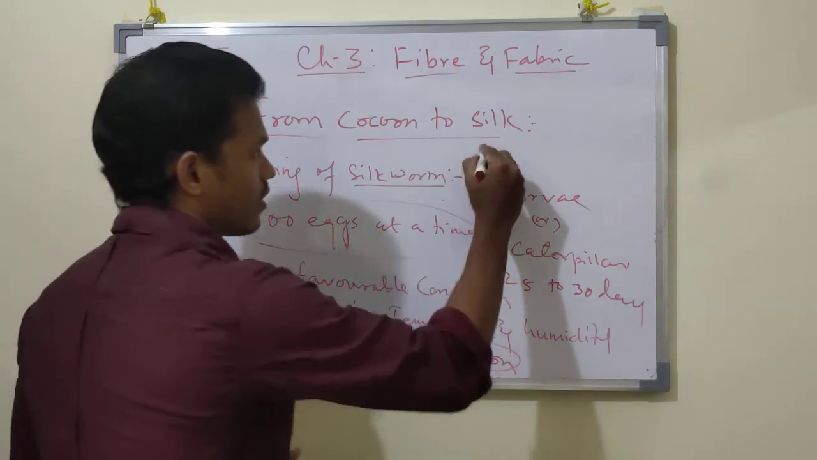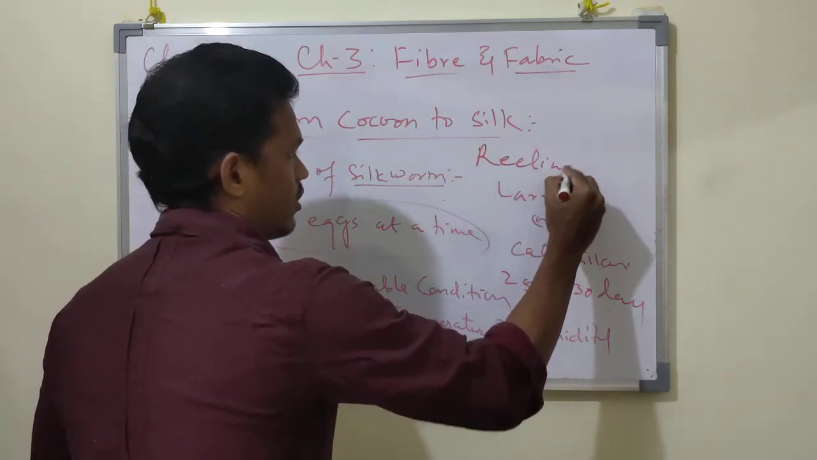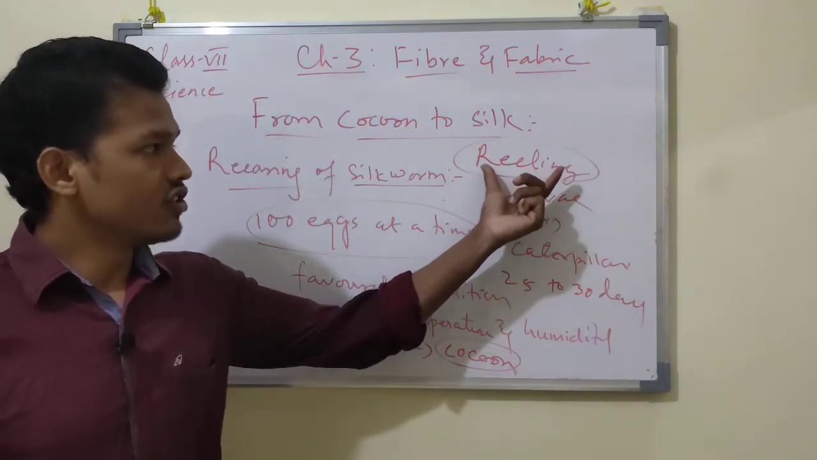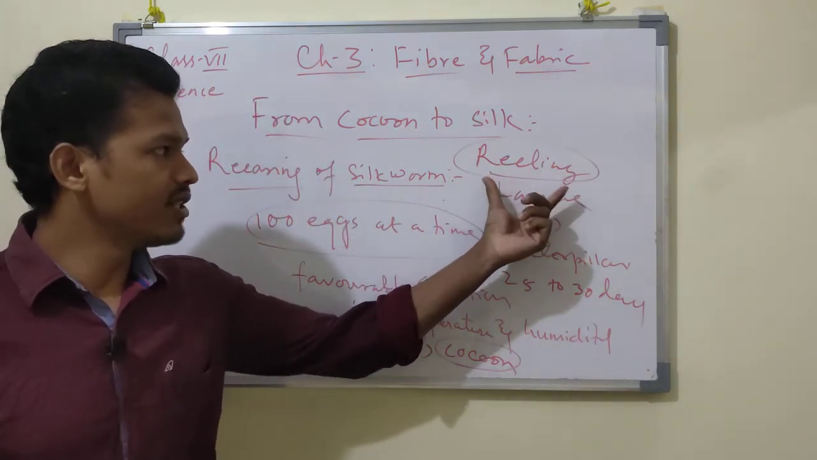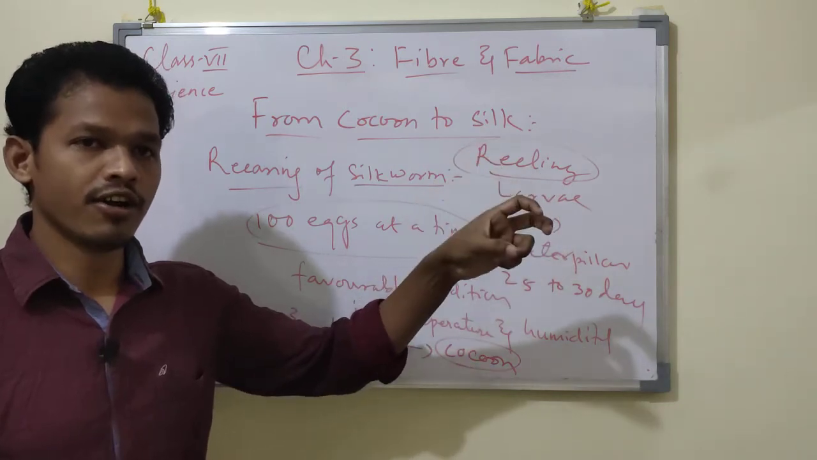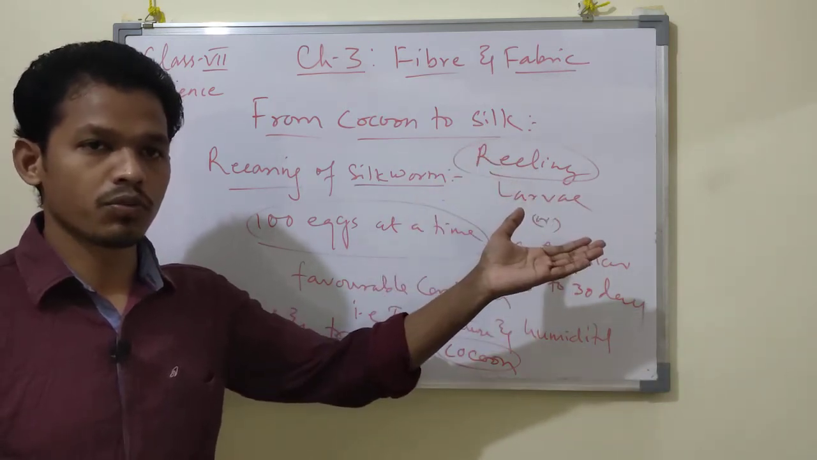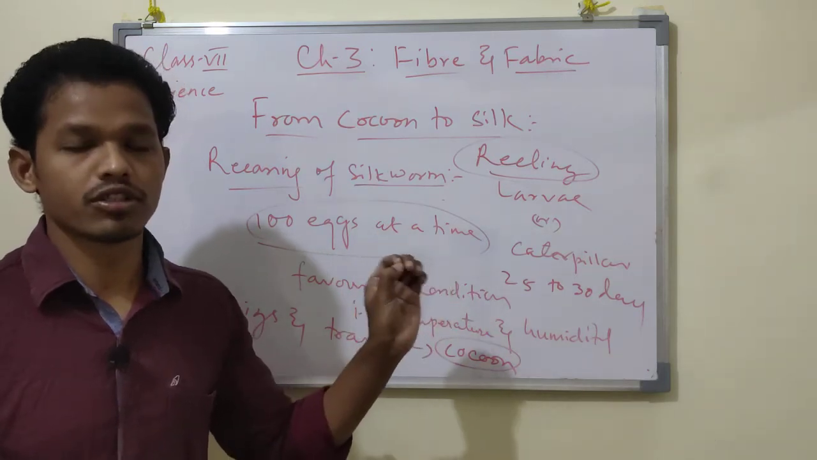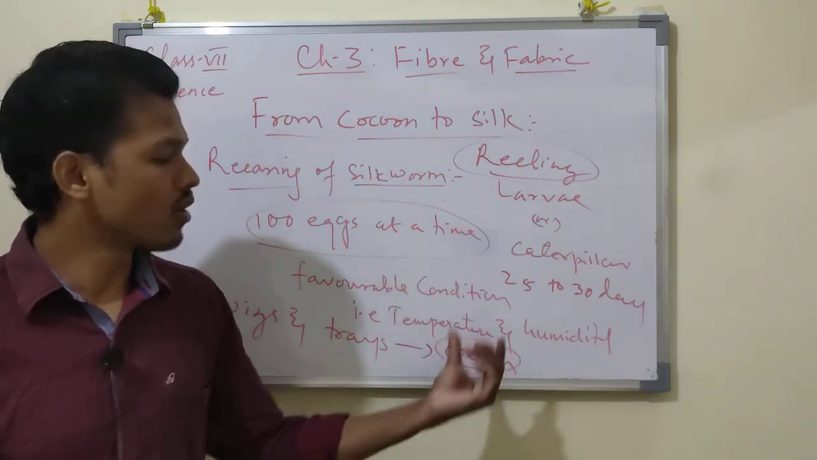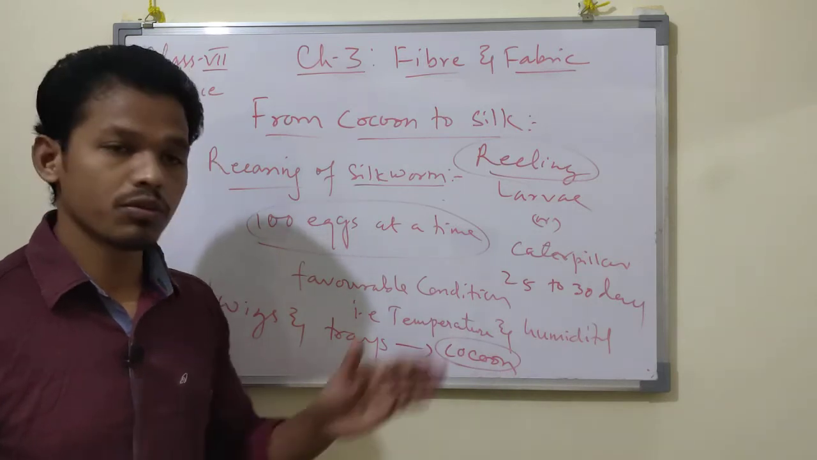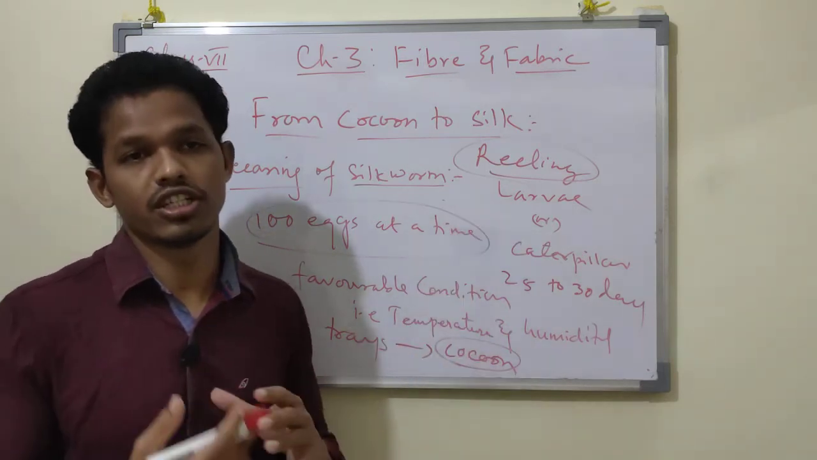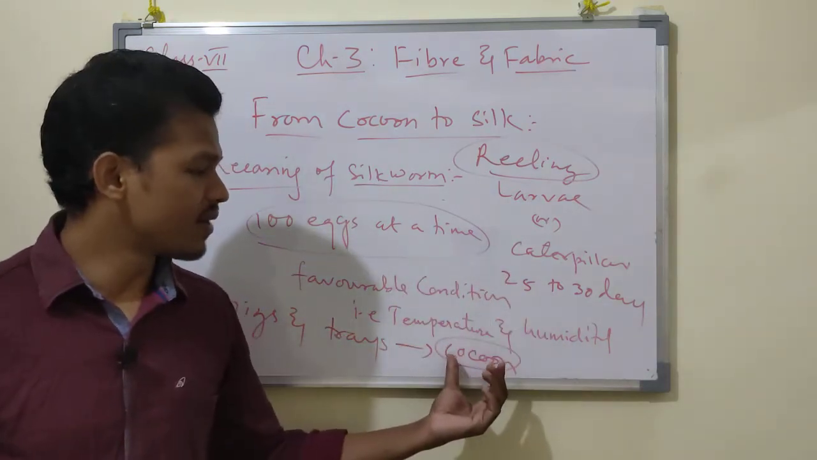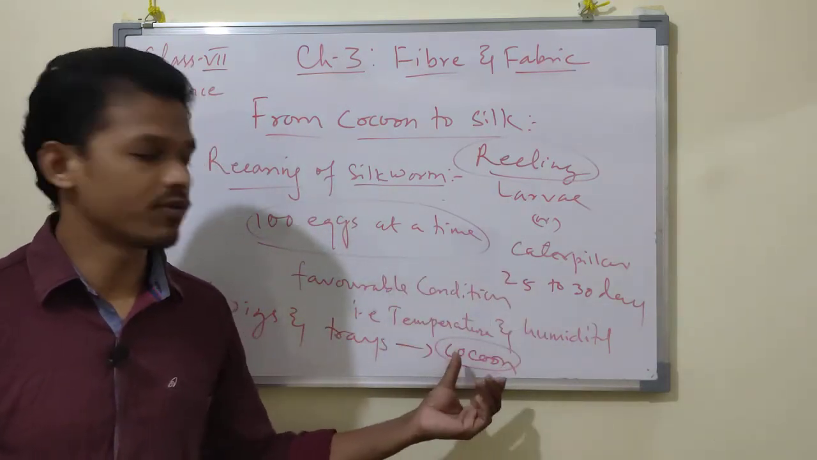Reeling. So this is the reeling. Reeling means the process of removing fiber from the cocoons for the use of silk. The process of removing silk fiber from the cocoon is known as reeling. There is a special machine used for separating the fibers from the cocoon.